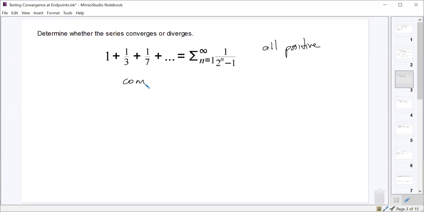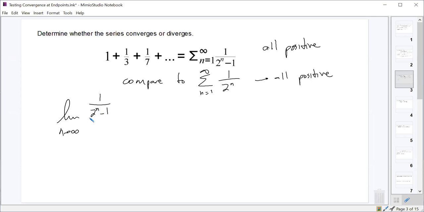And so we'll think about comparing it to the sum from n equals 1 to infinity of 1 over 2 to the n, which also has all positive terms, right? That seems like the base of this function as we go towards infinity. It just becomes 1 over 2 to the n. And so we'll compare those two using the limit comparison test, taking the limit as n approaches infinity of 1 over 2 to the n minus 1 over 1 over 2 to the n.